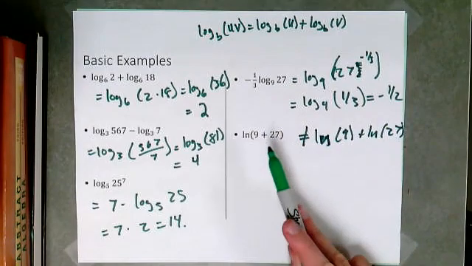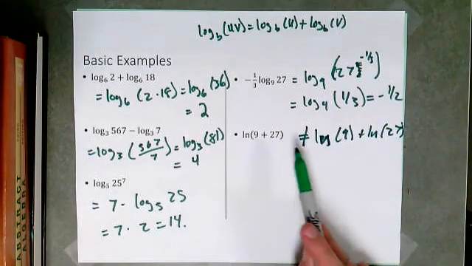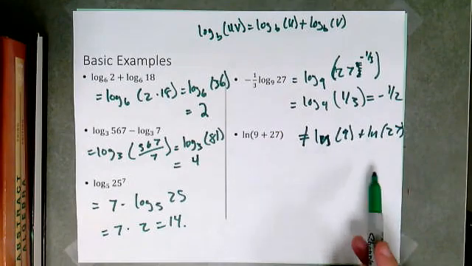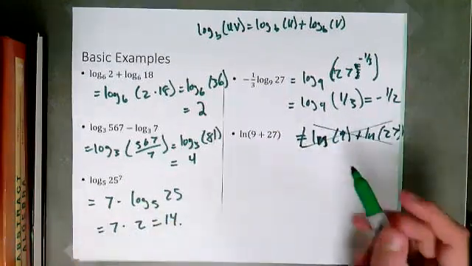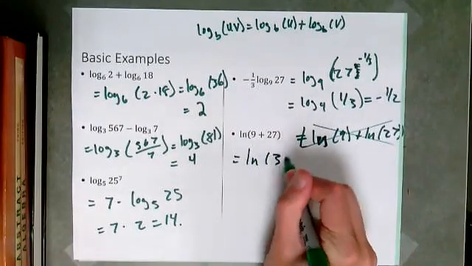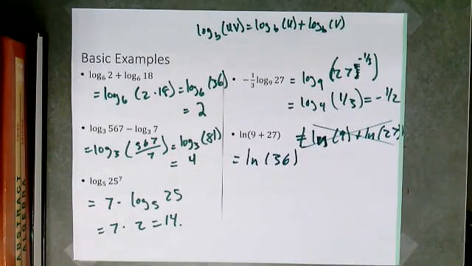You can't take a log of addition and get the addition of logs out of it. That's not how the property works. So this would be bad. This guy just equals natural log of 36. Yeah. And that's as far as that goes.